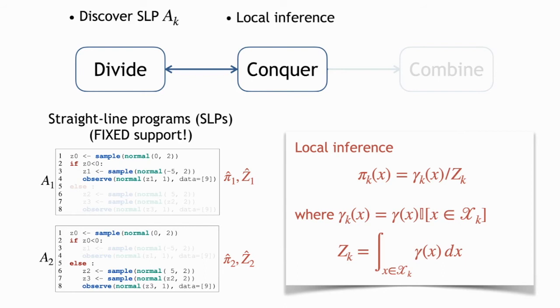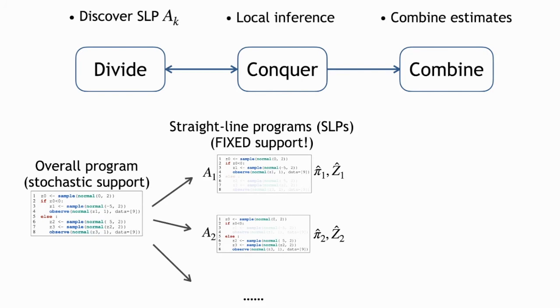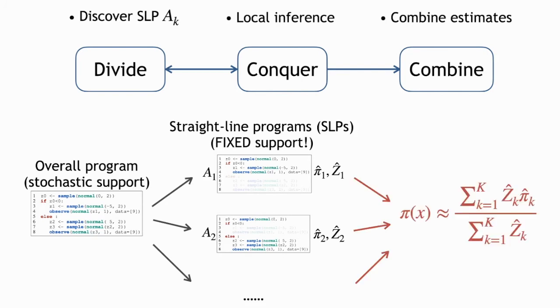The advantage of running inference locally is that we are now in a fixed support regime where many conventional inference methods can be performed efficiently. As a result, we should be able to obtain more accurate overall estimates. In the end, we combine all the local results according to our derivation and form the unified estimate of the overall posterior. In particular, this requires the estimate of the local posterior and local marginal likelihood.